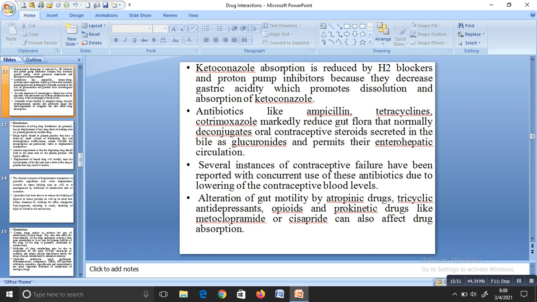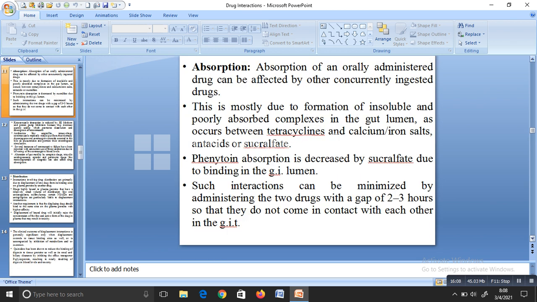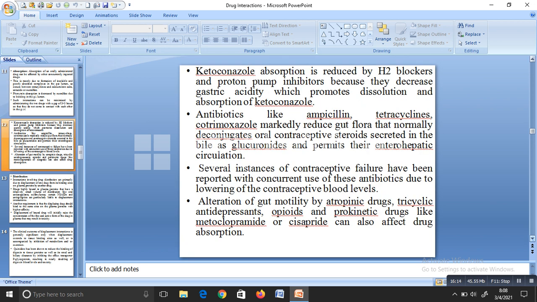So drug absorption will be affected when you are giving two or more drugs together. We have studied some examples like tetracyclines with calcium and iron salts, phenytoin with sucralfate, antibiotics with oral contraceptives, and ketoconazole with H2 blockers. Then if you are altering the gut motility also, the absorption of the drug will be reduced.